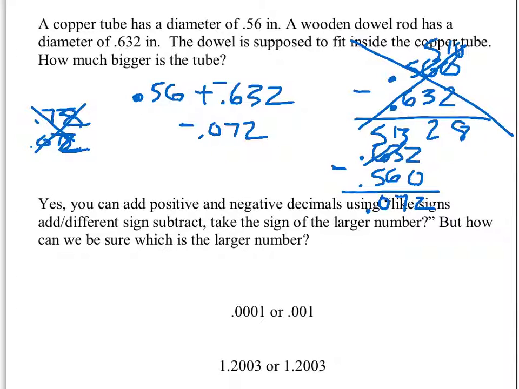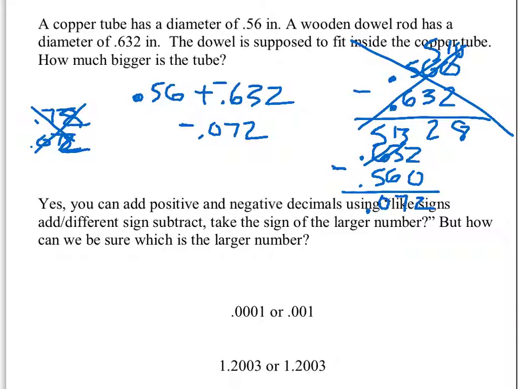All right, let's use some critical thinking skills. Now let's go back to what this actually means. Our question was, how much bigger is the tube? Negative 0.072. What does that actually mean in this particular situation? Use your brains. I got a negative answer to the question, how much bigger is the tube? What does that actually mean?